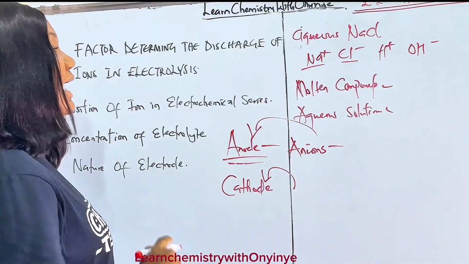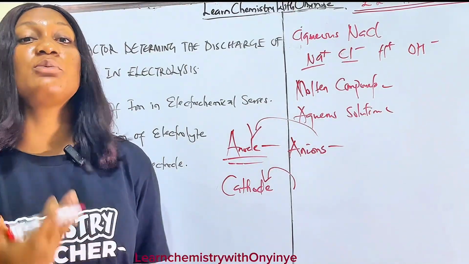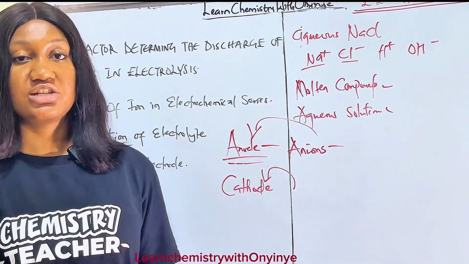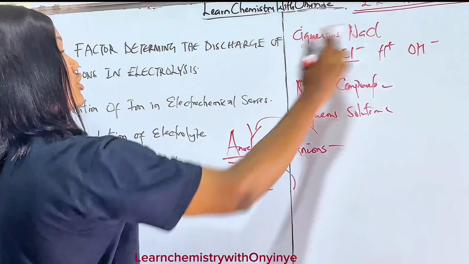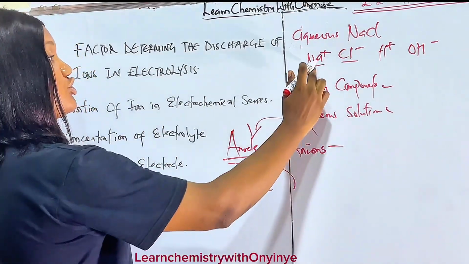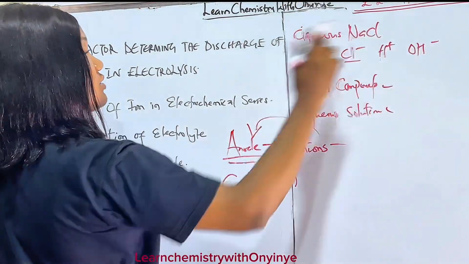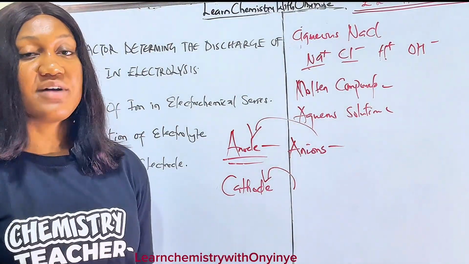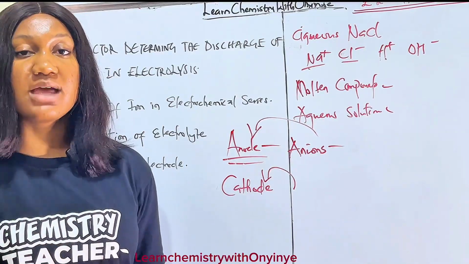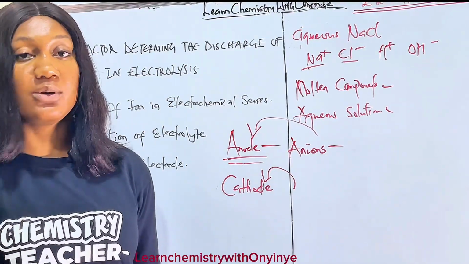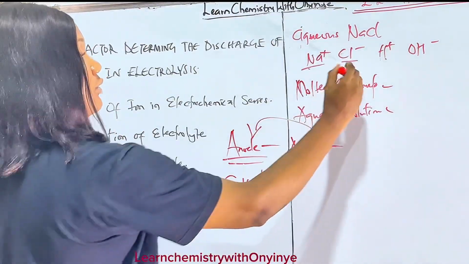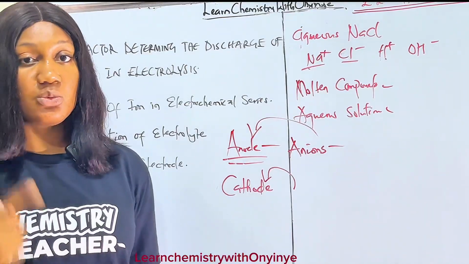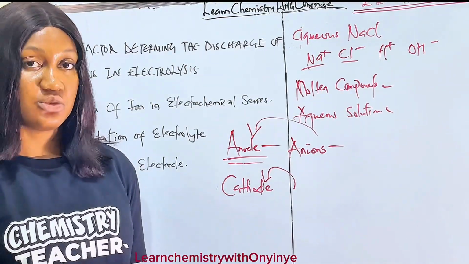Now, when we have multiple ions, we start talking about which will be preferentially discharged. So if I have aqueous sodium chloride, it means that I'm going to be having sodium, chloride, hydrogen, and hydroxide. So between sodium and hydrogen, both of them are cations. However, both of them cannot be discharged at the same time. So one has to be discharged while the other will remain in the solution. Chloride and hydroxide, both of them are anions. However, just one has to be discharged while the other would remain in the solution.